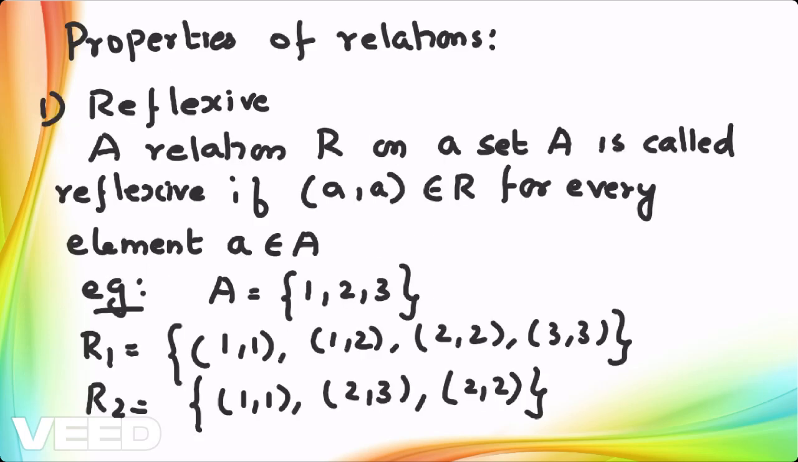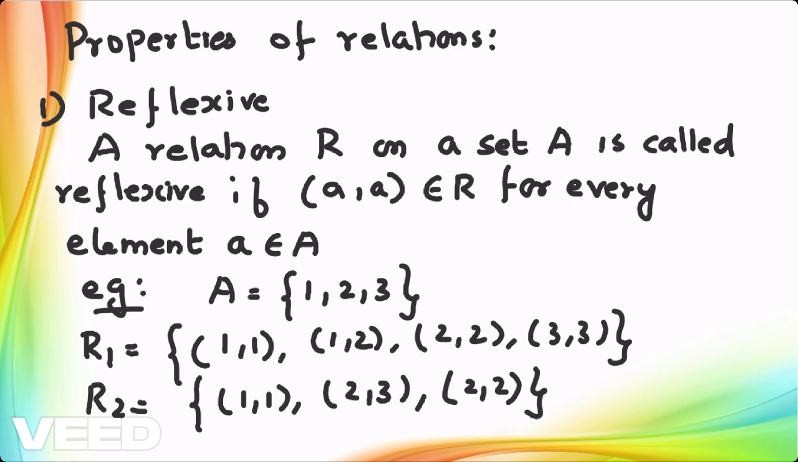Now let us see the properties of relation. There are four properties: reflexive, symmetric, antisymmetric, and transitive. First, let us see what we mean by reflexive. A relation R on a set A is called reflexive if (a, a) belongs to the relation R for every element a belonging to the set A.